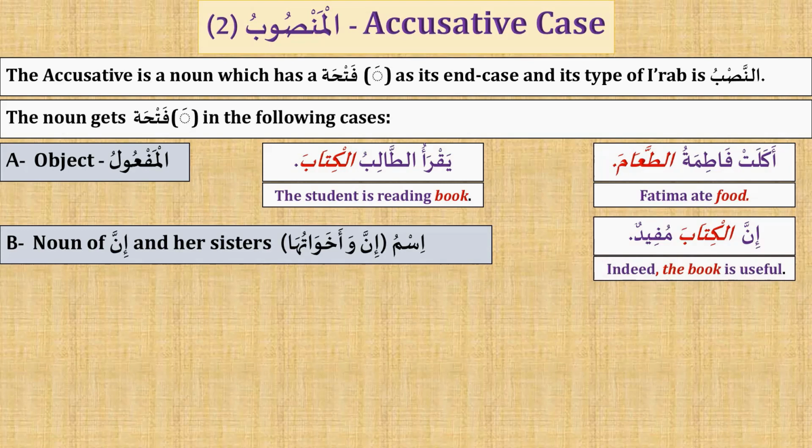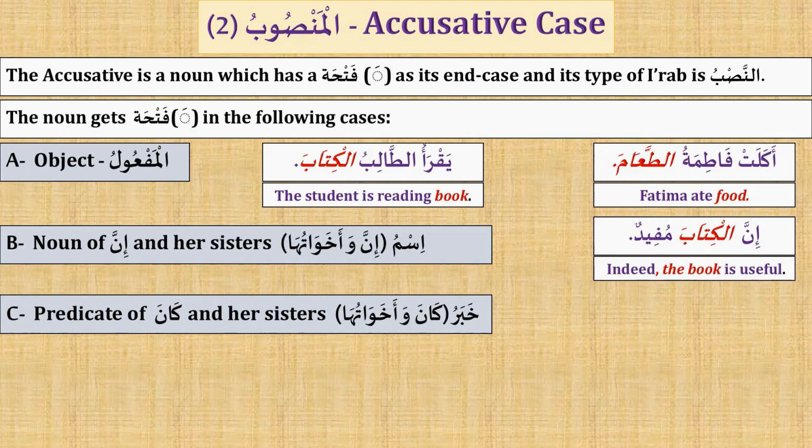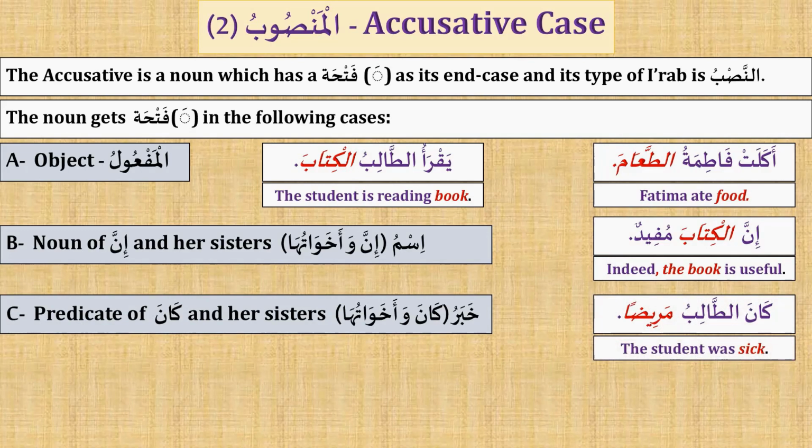Inna al-kitaba mufidun. The third case is khabaru kana wa akhawatuha, predicate of kana and her sisters. Example, kana at-talibu maridan. The student was sick. Maridan is sick. The last word that comes in the sentence that starts with kana gets fatha. Kana at-talibu maridan. The student was sick.